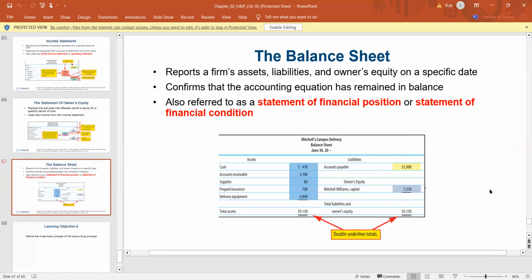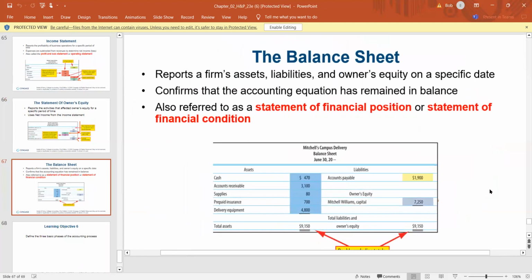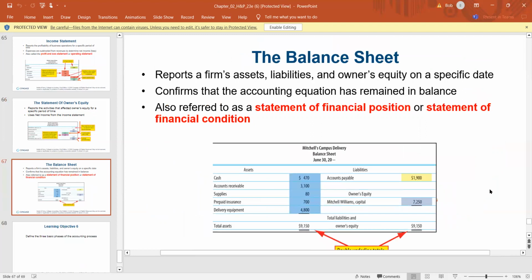Oh, the balance sheet. The balance sheet reports a firm's assets, liabilities, and equity on a specific date. The balance sheet is a representation, if you will, of the accounting equation. The balance sheet confirms that we're in balance, and we can call this the balance sheet. Some people, snoots, want to call it the statement of financial position or financial condition. It's a balance sheet, okay?